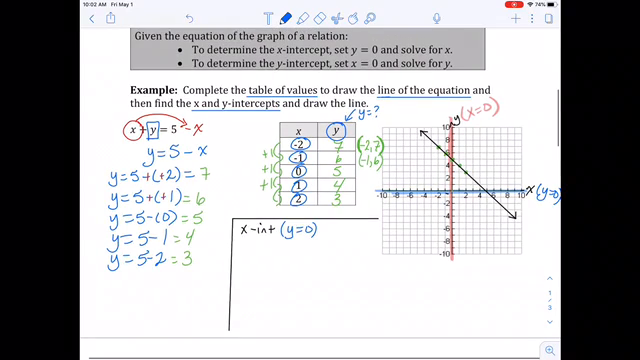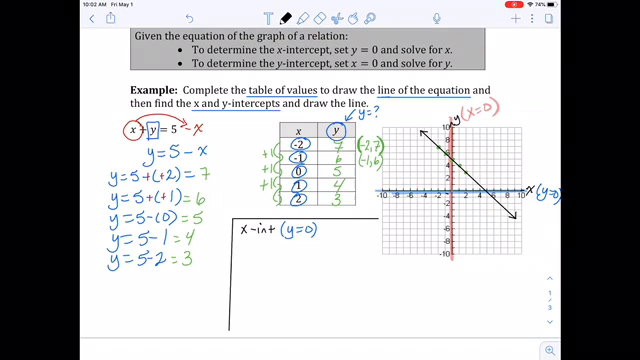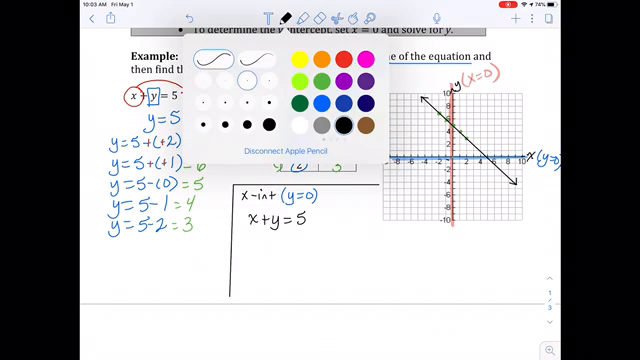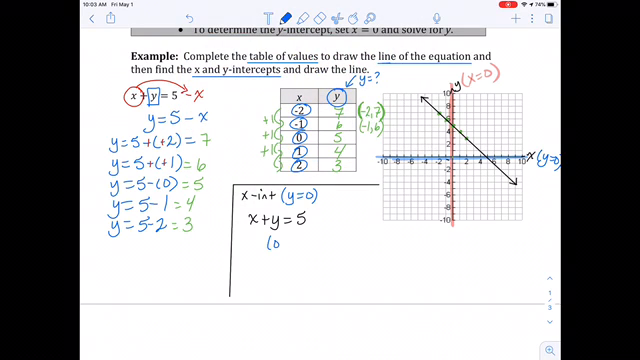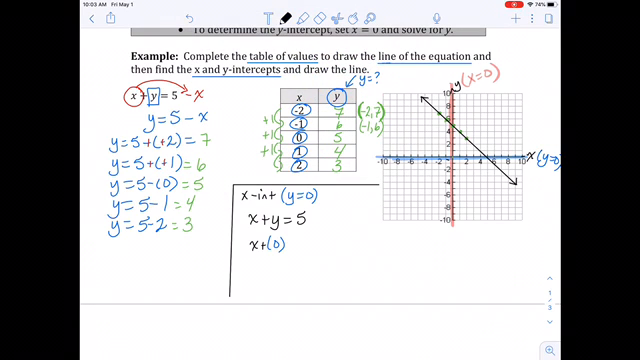And if I've got an equation, I'm going to start with that equation, which is x plus y equals 5. And if I know that x plus y equals 5 and y is equal to 0, I'm going to sub in 0 where I see y. So now my equation looks like x plus 0 equals 5. Well, x plus 0 is, of course, x, so x is equal to 5. And I've just found my x-intercept, which is (5, 0).